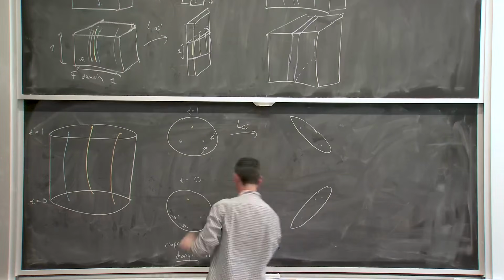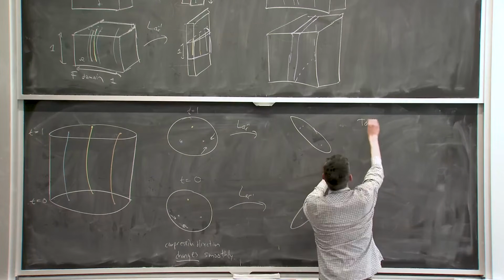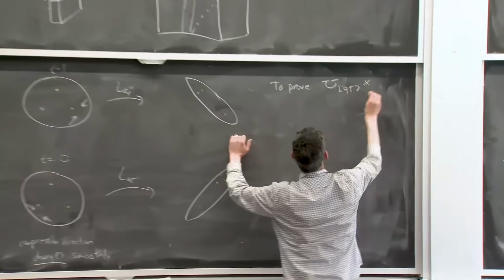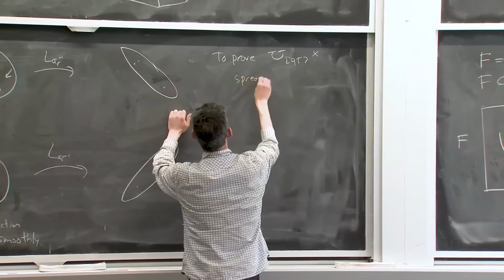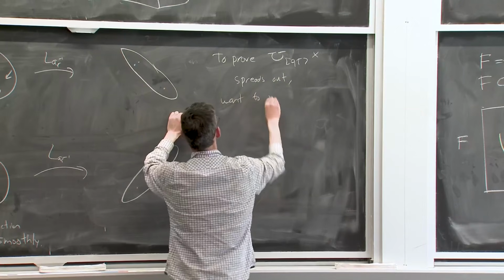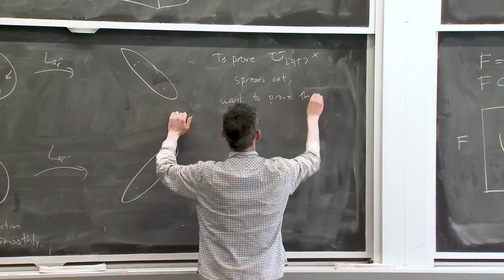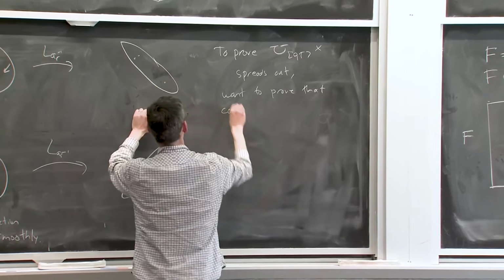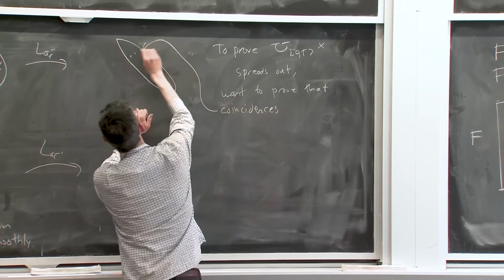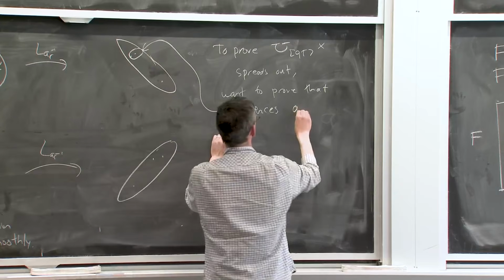So let me scribe. So to prove that u0t of x spreads out, we want to prove that coincidences of this type are rare.